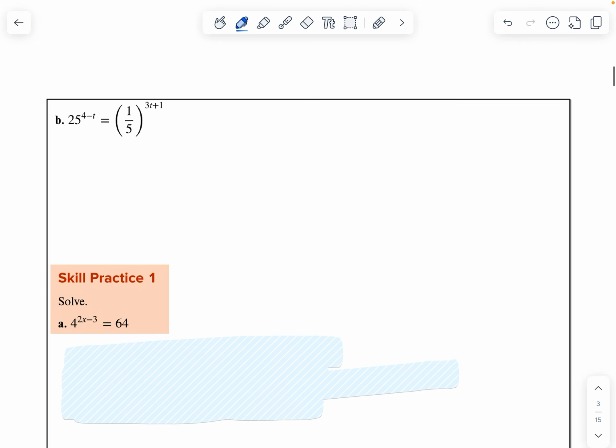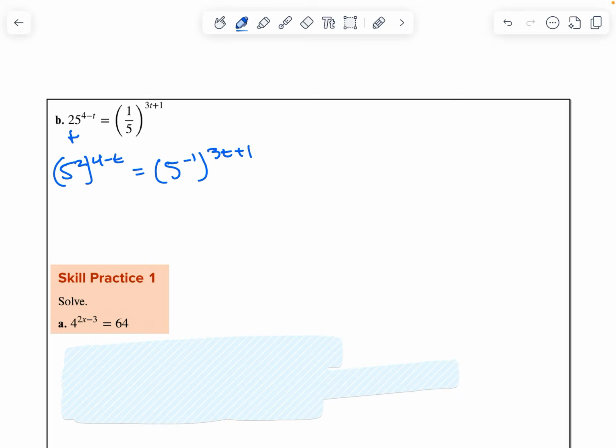Here's a couple more of these. Remember that anytime you have a fraction, that's the same thing as a negative exponent. So if I rewrote this, I'm seeing a lot of 5 stuff here. I know 5 squared is 25, so the hard part's going to be getting the fraction to match up. 25 is the same thing as 5 to the 2, to the 4 minus t. 1/5 is the same thing as 5 to the negative 1, to the 3t plus 1.